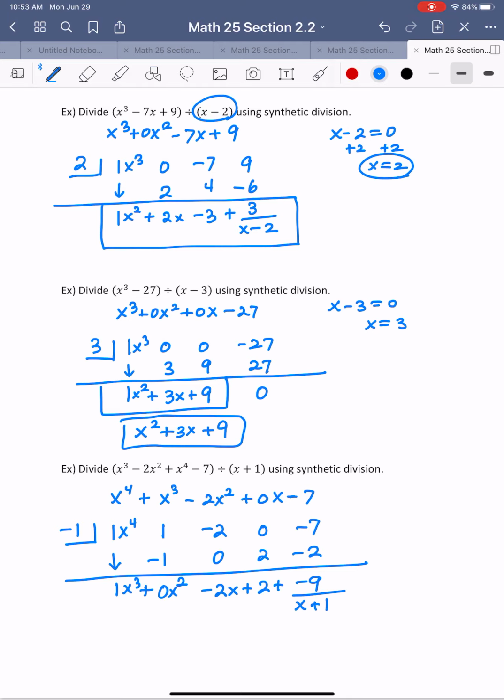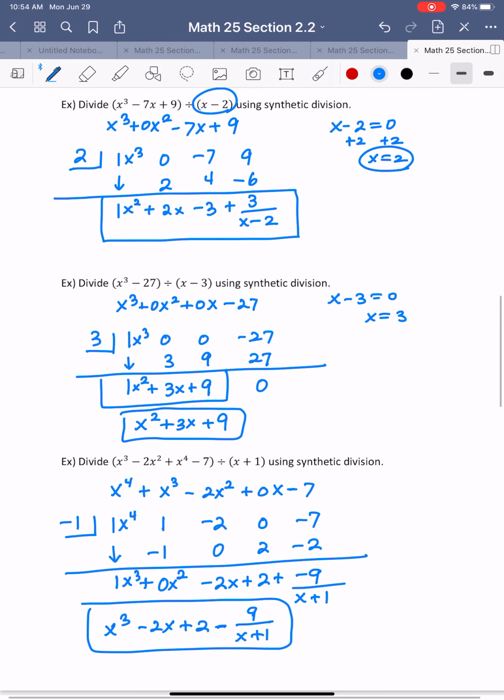If you want to write it nicely, you have x cubed, you don't have to put the 0x squared, minus 2x plus 2. And then you can write the negative 9 over x plus 1. You can do that too. So that's the final answer. So plus negative 9 or just a negative 9, that's fine too. Okay, so this is synthetic division. Hopefully you understand what I'm doing.